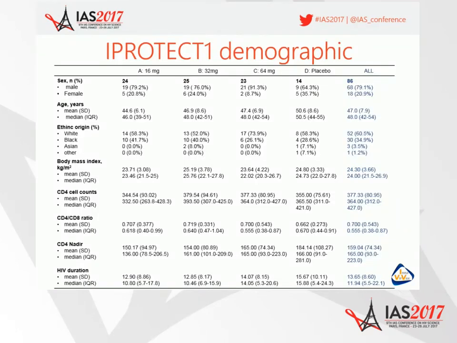As you can see here, from the demographics, there is no difference between the sex, between age, between ethnic origin, between body mass, between CD4 cell counts, CD4 CD8 ratio, between the CD4 nadir and HIV duration during the groups, which means the groups which have been injected with 16 micrograms, 32 micrograms, 64 micrograms, and the placebo. And you can see that CD4 cell counts overall were between 340 and 370 CD4 T cells, while the HIV duration was between 12 to 15 years.